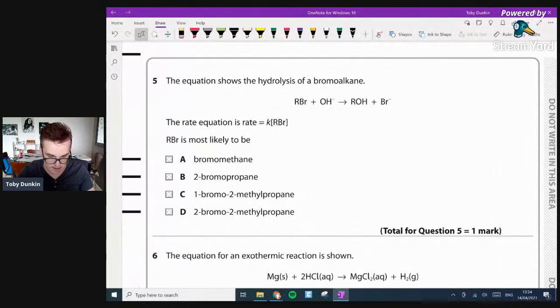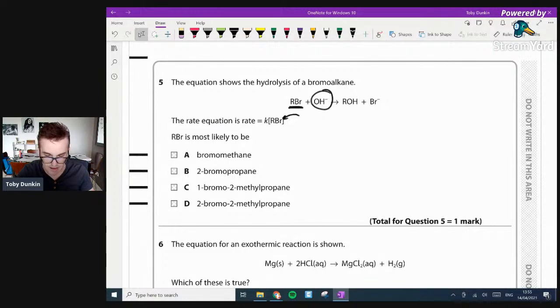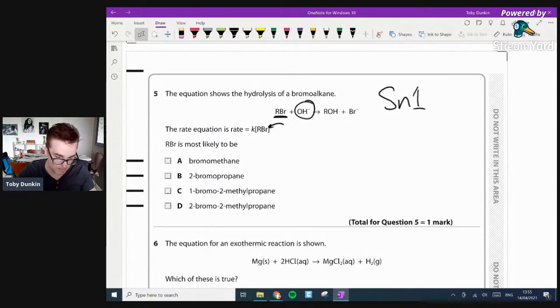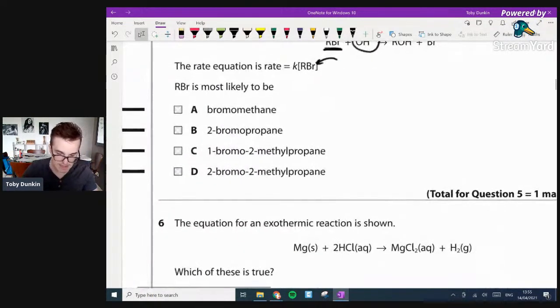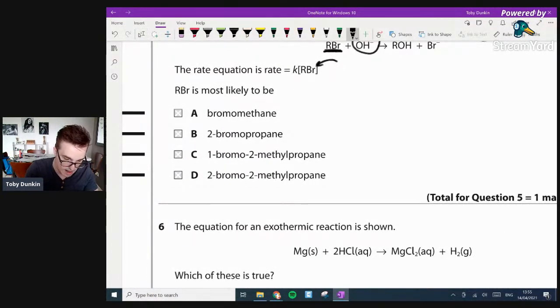Moving on. The equation shows the hydrolysis of a bromoalkane, and they've given us the rate equation. What this is telling us is that the only species in the rate equation is the RBr, and OH minus isn't. So that tells me the reaction is a nucleophilic substitution reaction, but it's going through what's called an SN1 process. SN1 means the number of species in the rate determining step is only one of the two reactants, hence the RBr bit. What that means is that the bromoalkane is going to be tertiary, because we know that tertiaries preferentially go through SN1.